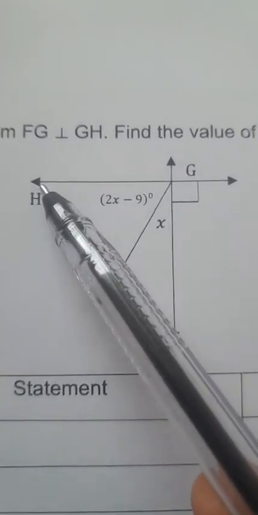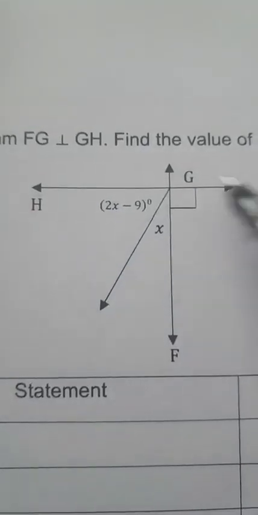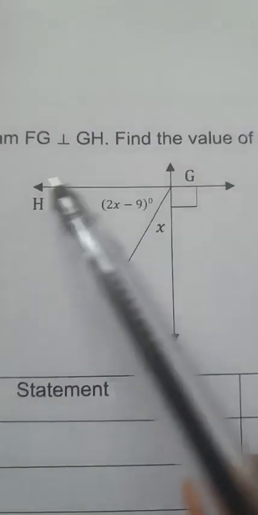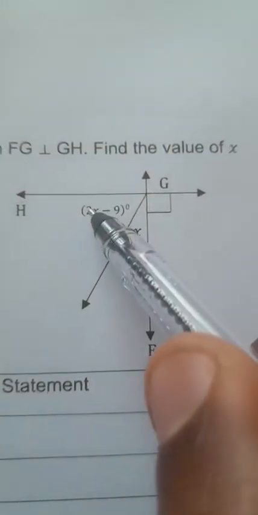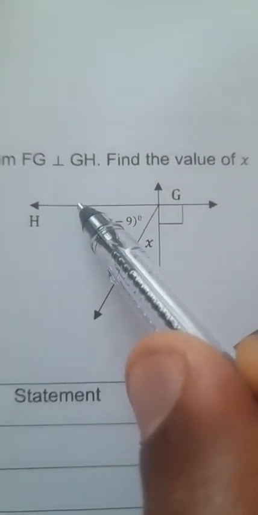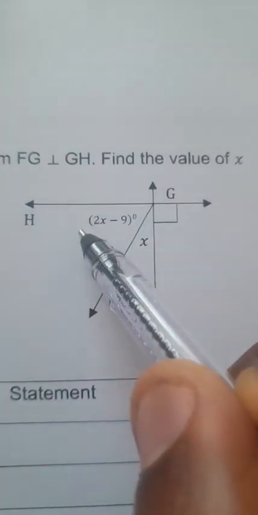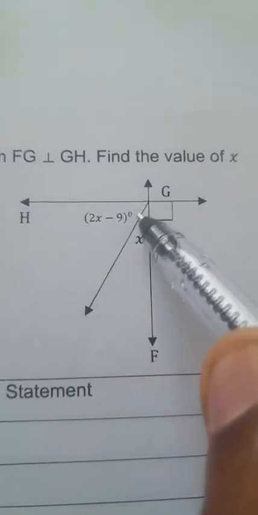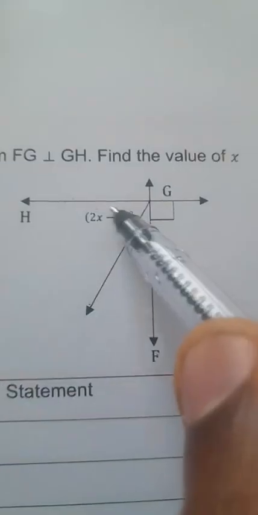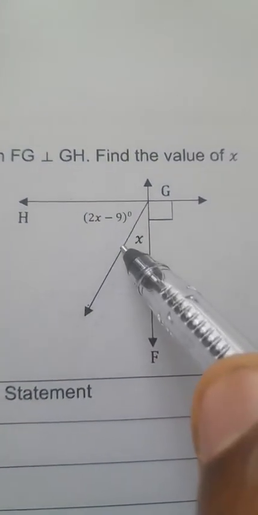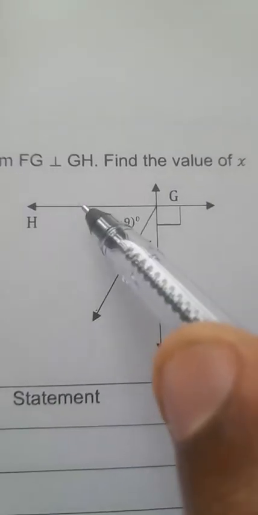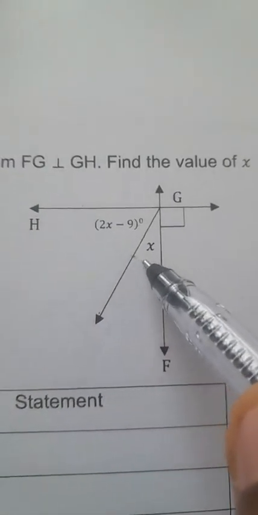So on this here, we have HG, which is basically a straight line. And on this straight line, we have angles. So we have this angle that goes from the straight line up until this line that we have here. We call this angle 2x minus 9 degrees. Then we have this angle that follows after 2x minus 9 degrees, which is angle x.